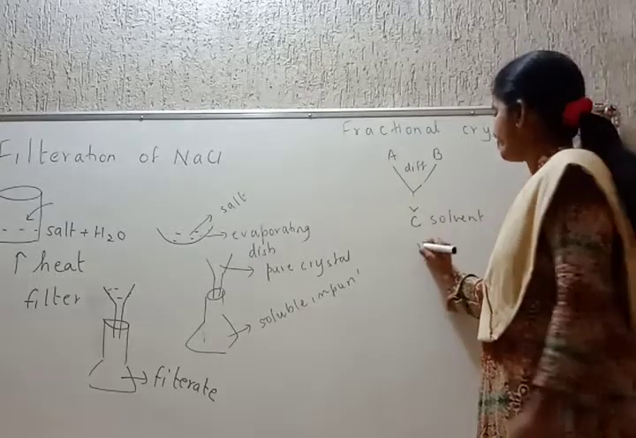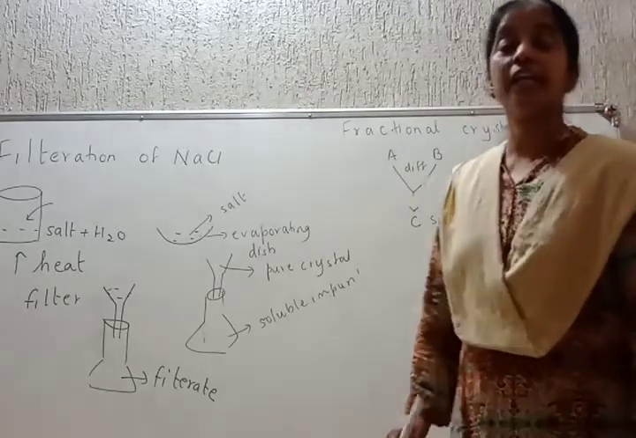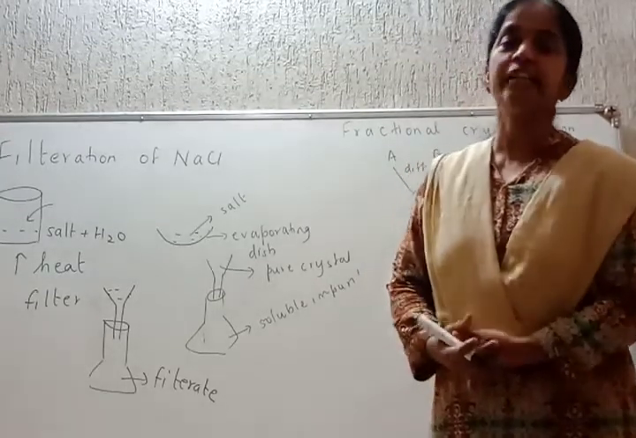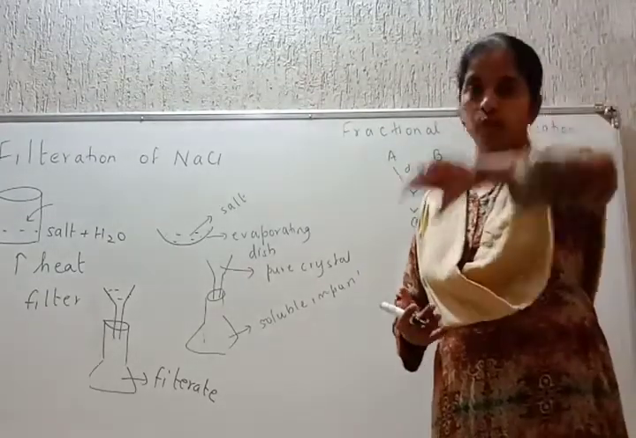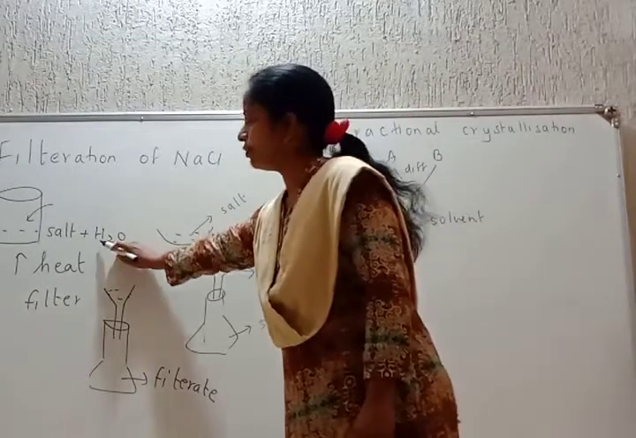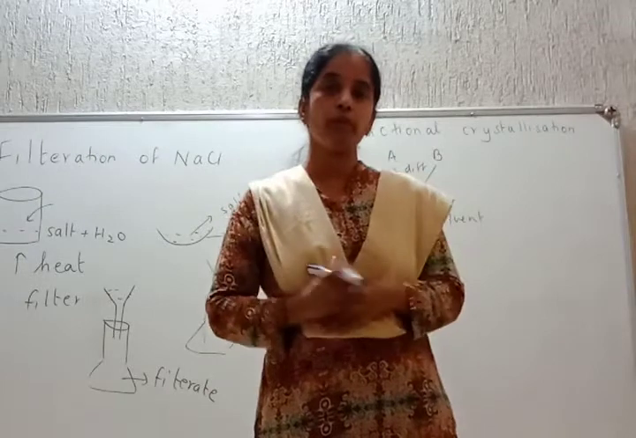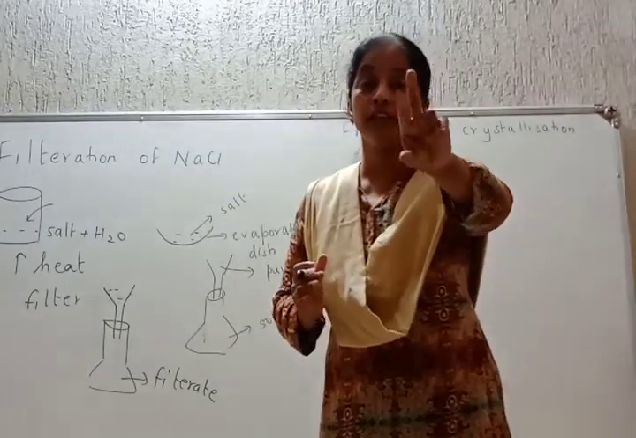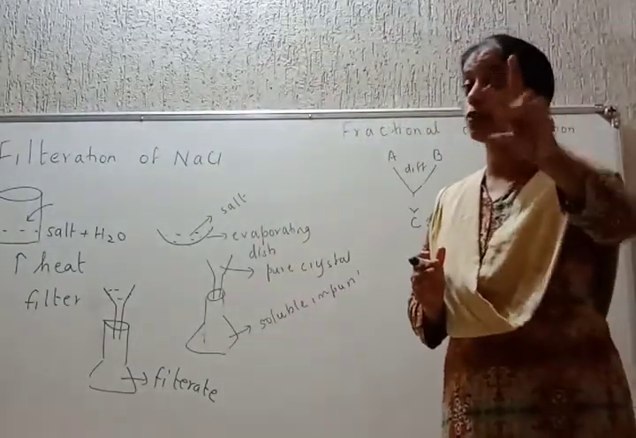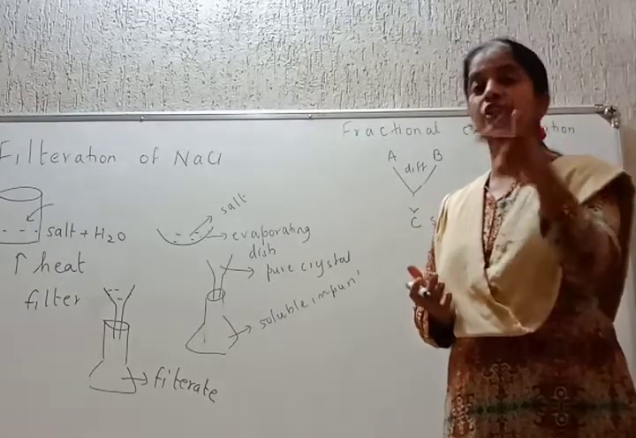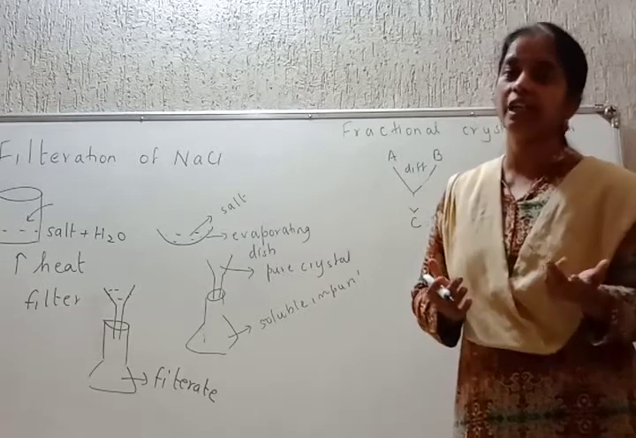Take this solvent which contains the two solutes A and B and heat it. Heat it, and filter it out. Let me tell you, the solvent should be a suitable one. Here we are involved in separating two solutes from that solvent. Temperature is the same. Both the solutes are soluble but to different levels.